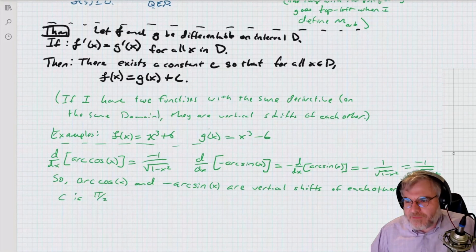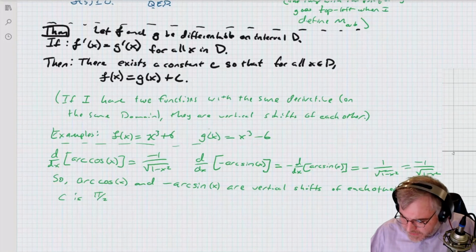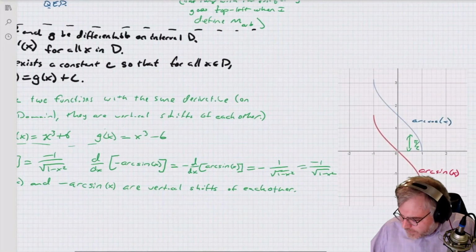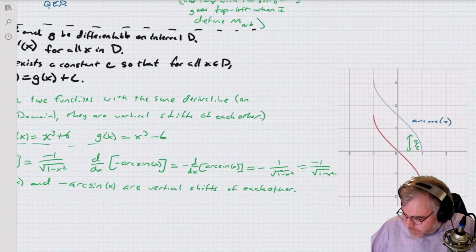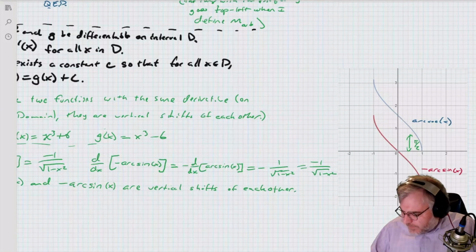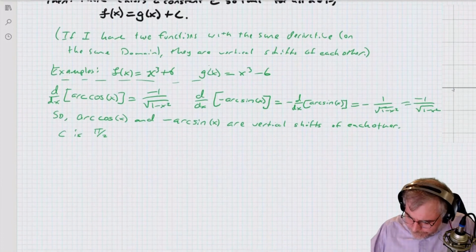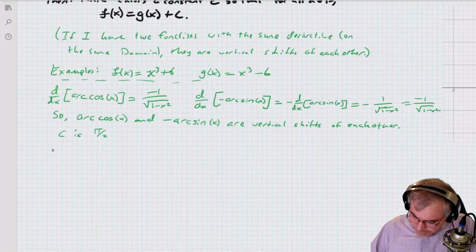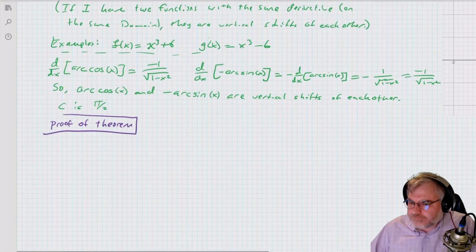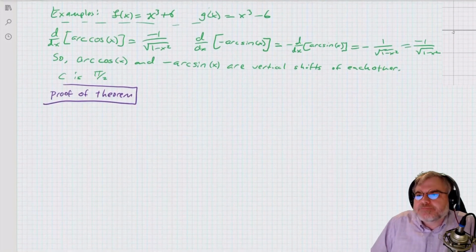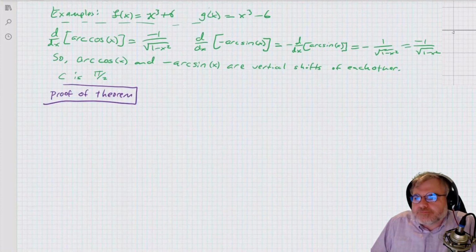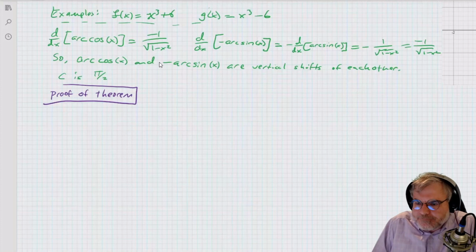Okay. How do we feel about that? 1 to 5. Sorry, one of these is negative arc cosine, not positive arc cosine. This should be negative arc sine of x. And the shift is pi over 2. Okay, let's prove it. All right. Any questions, by the way? Okay.